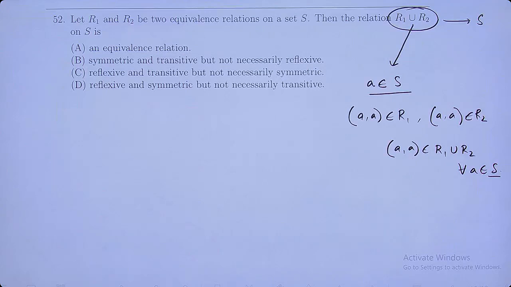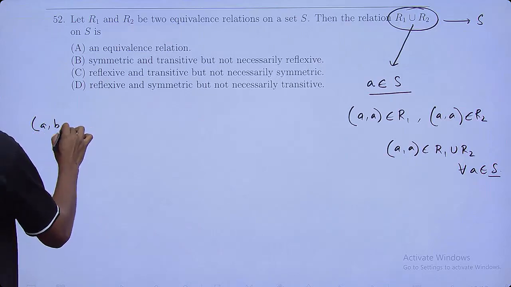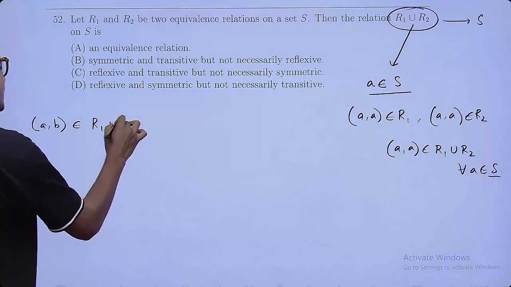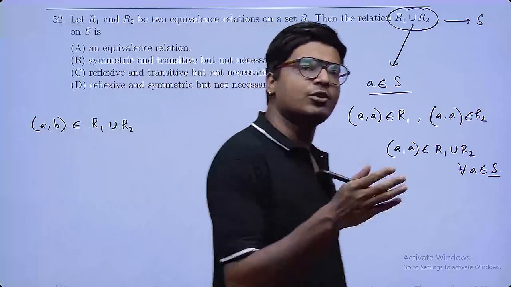So that eliminates one option. It's not really useful for us, but anyways. Second one, whether it's symmetric. Now suppose you have (A, B) present inside this union. For this to be symmetric, what do I want? I want (B, A) to be also present, right?